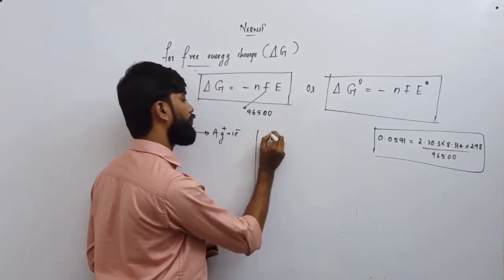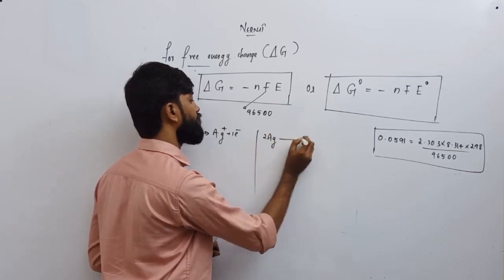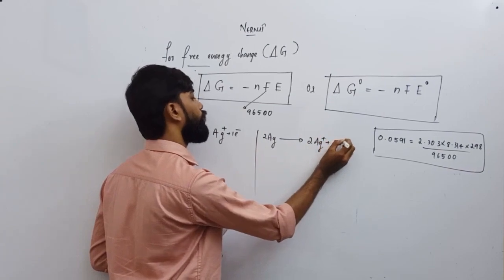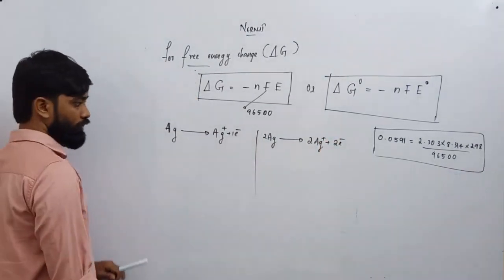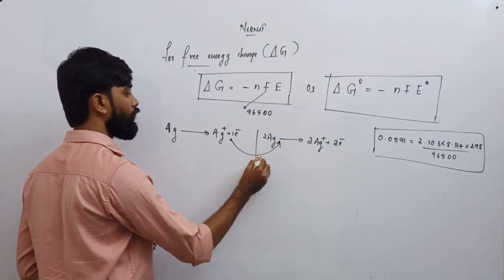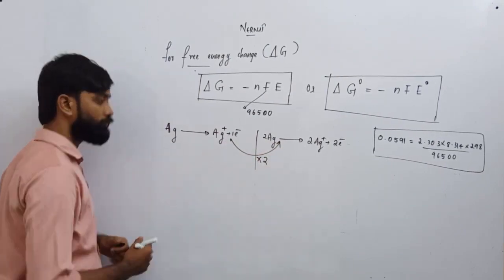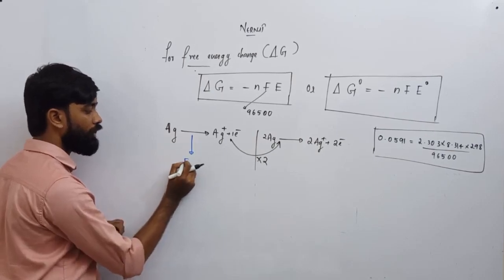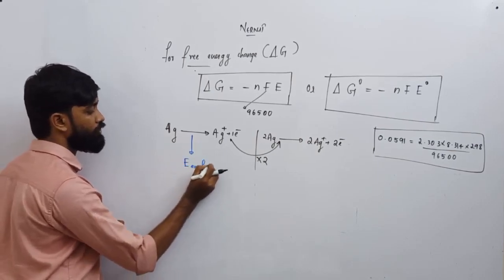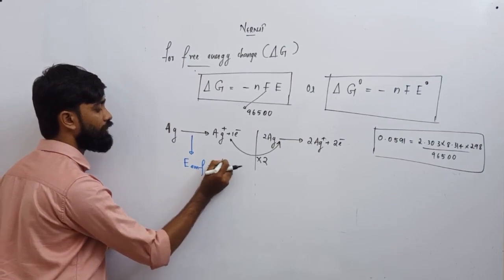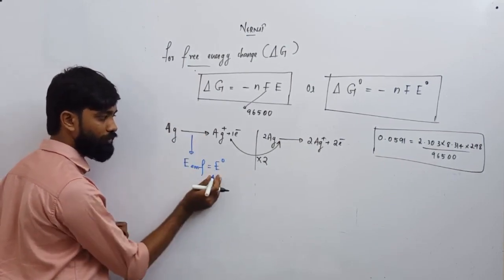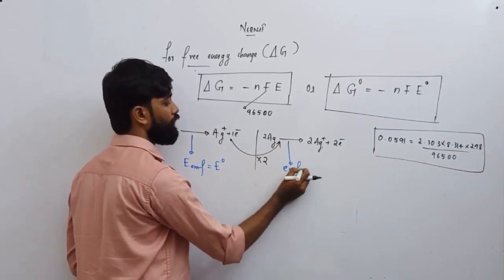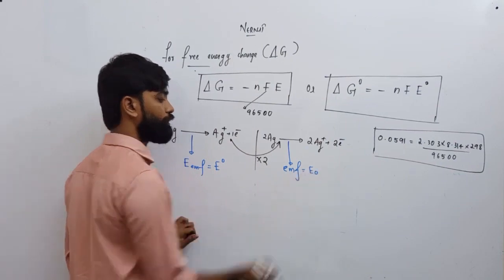Ready? And 2Ag gives 2Ag plus 2 electrons, which means this reaction is multiplied by 2, right? Yes. Then what about the EMF of this cell? Its EMF still is E0. Its EMF is E0 here. Here also, the EMF remains as E0.